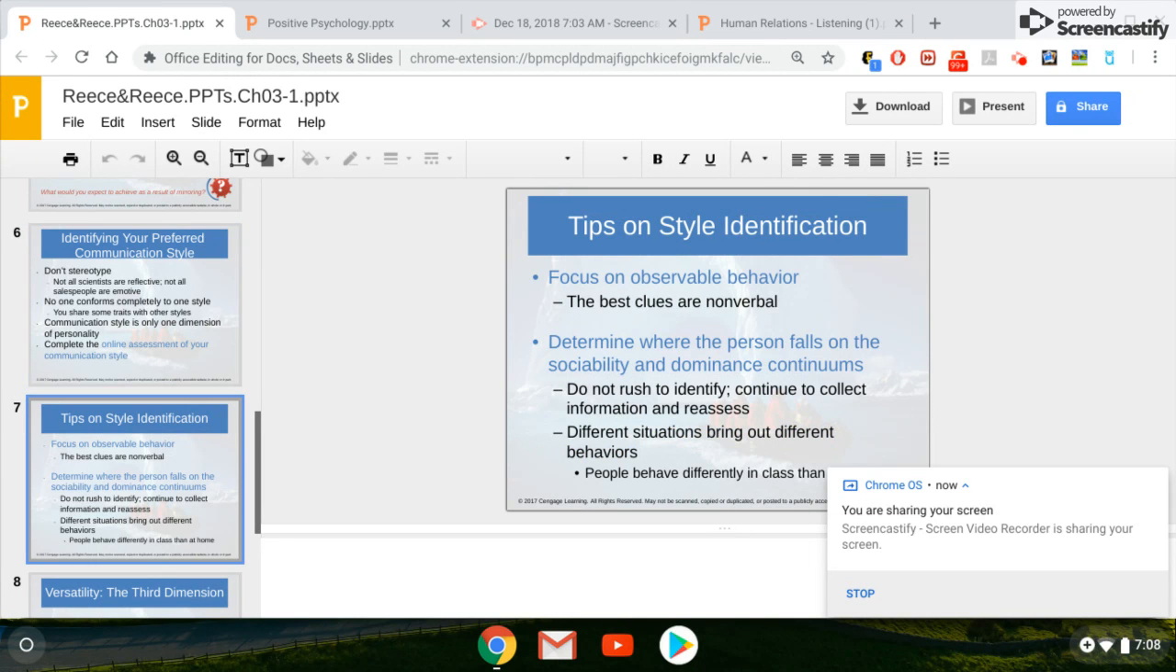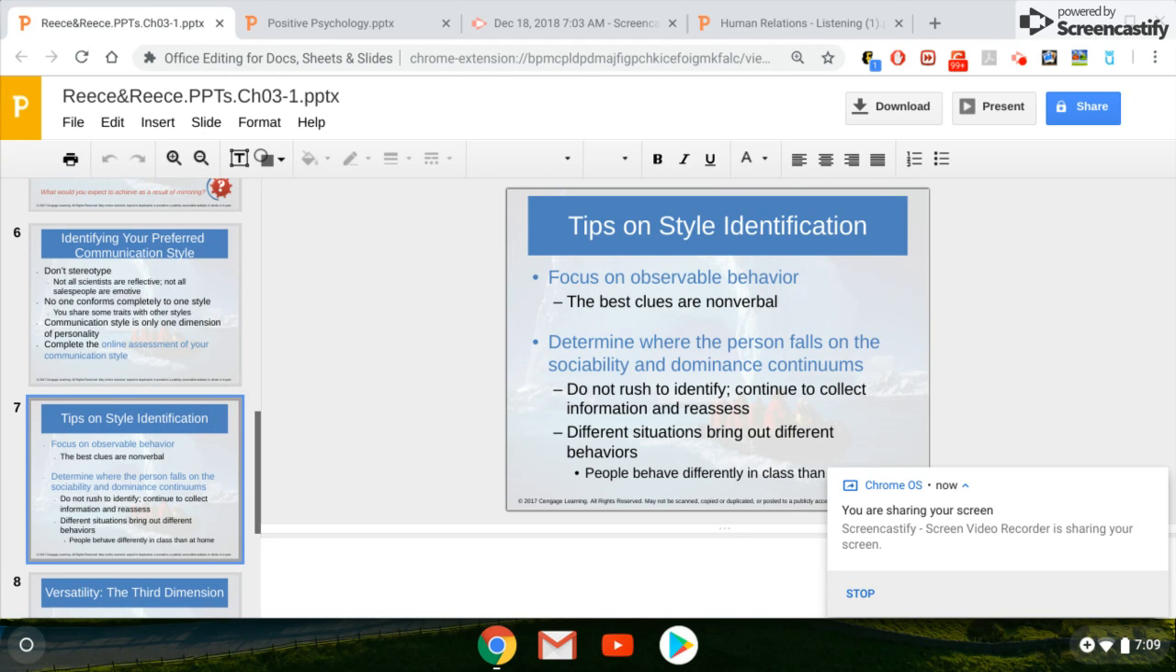Some tips on style identification. Focus on some observable behaviors. Some of the best clues are nonverbal, which are things that we don't necessarily say, but how we act and behave. Determine where a person falls on the sociability and dominance continuums.